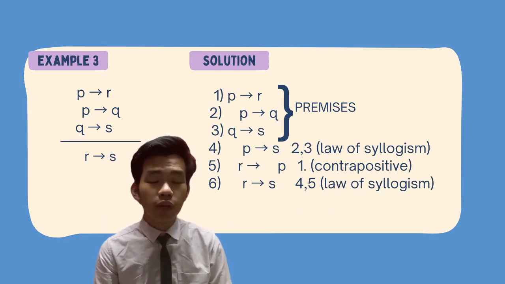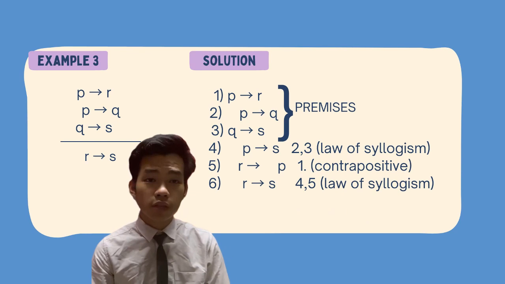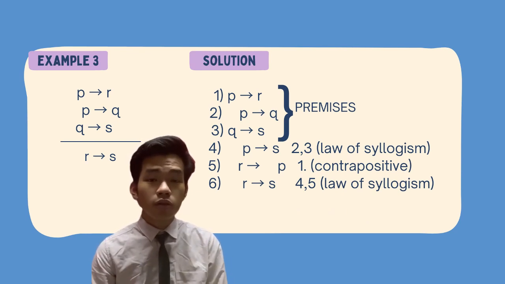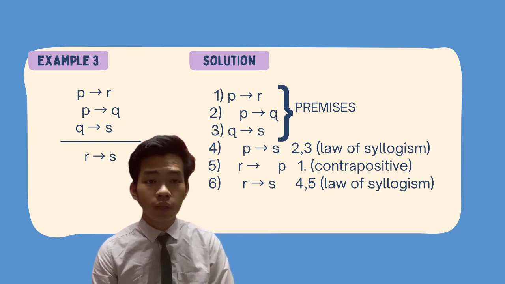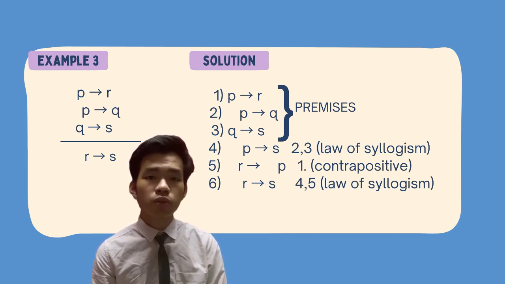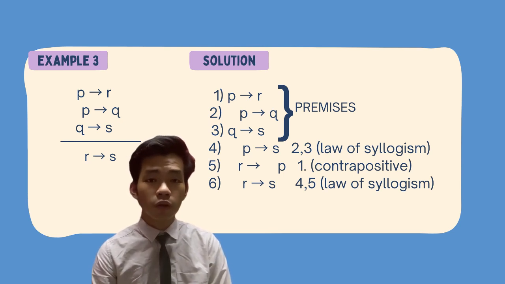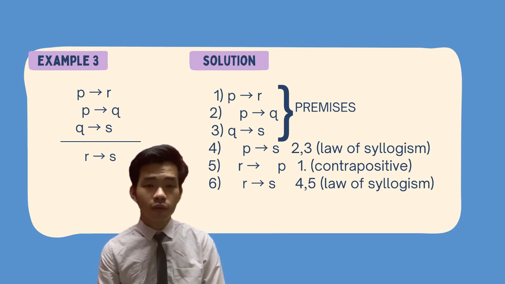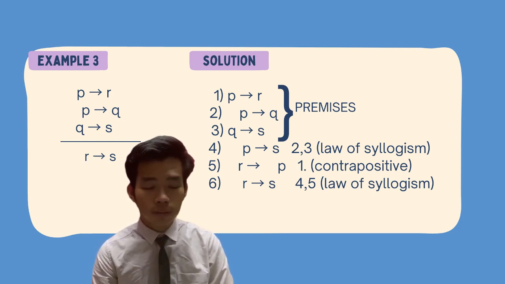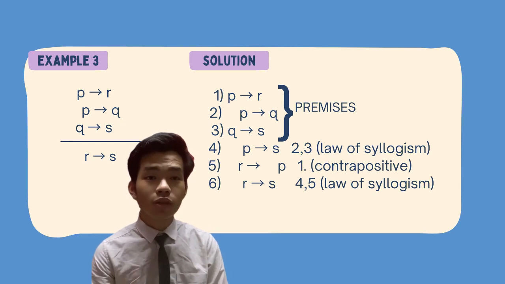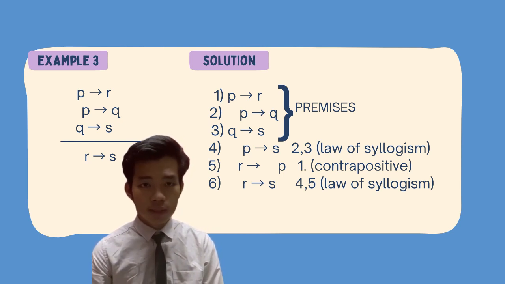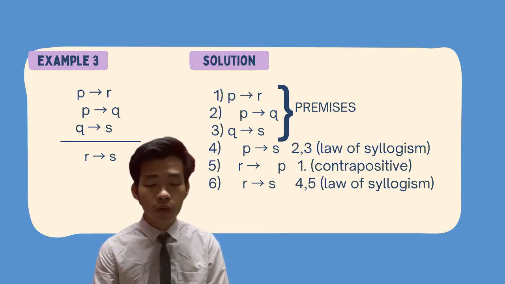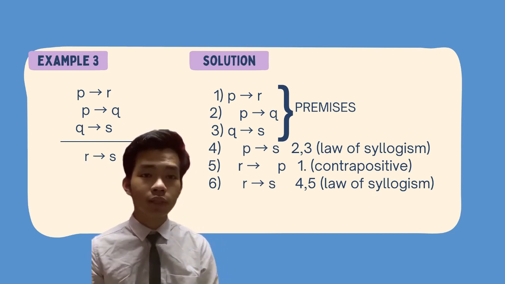For the last example, we have P implies R, negation P implies Q, Q implies S, therefore negation R implies S. So after we list down all the premises from 1 until 3, we get number 4, negation P implies S from 2 and 3 using law of syllogism. After that, number 5, negation R implies negation P from 1 using contrapositive. And lastly, number 6, negation R implies S from 4 and 5 using law of syllogism. So this argument is also valid.